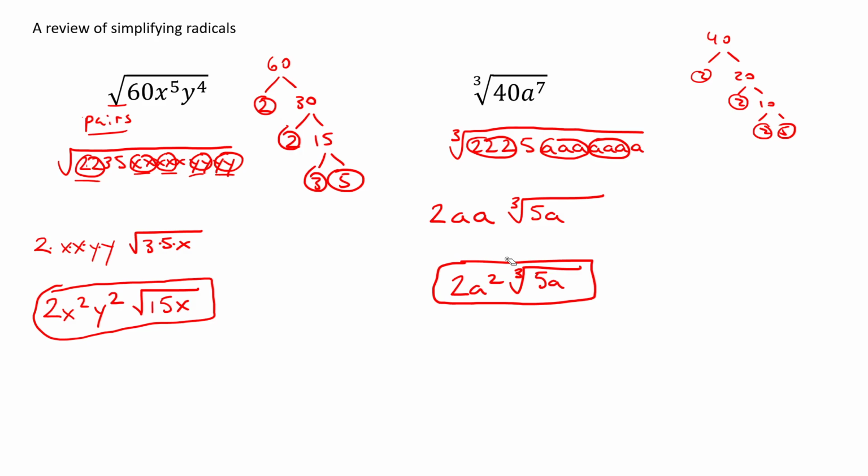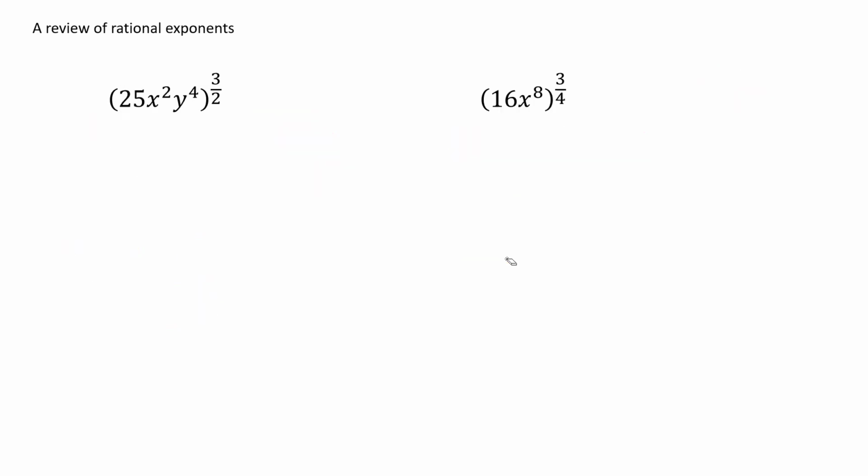We then build on this skill to something like this. This is the last thing on the quiz. First of all, you need to know how to rewrite it. Again, the bottom tells you the type of root, and the top tells you the exponent that goes on the outside. So the first thing I'm going to do is rewrite this as a square root, all of that raised to the third power.